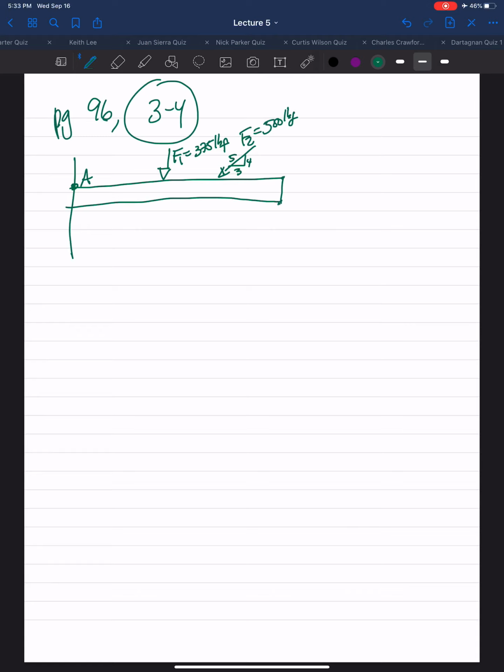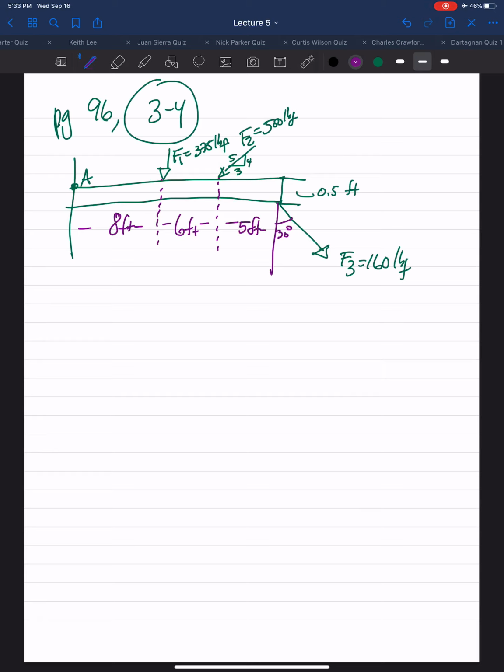You have an F3, 160-pound force. They give you the distance here of 0.5 feet. They give you the angle, that is 30 degrees. The distance here is 8 feet. Distance here is 6 feet. And the distance here is 5 feet. I believe I got everything.